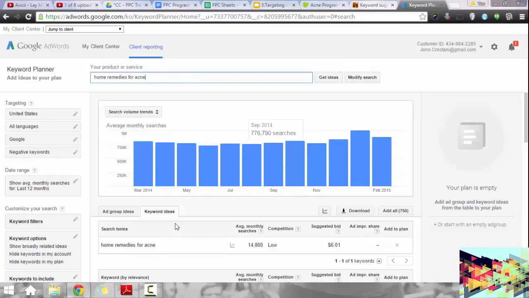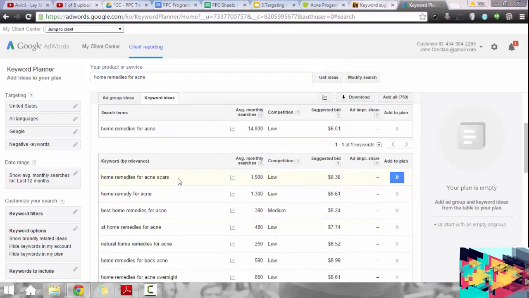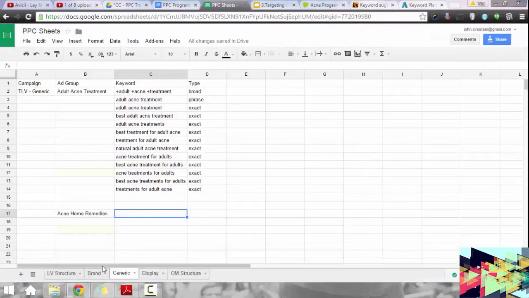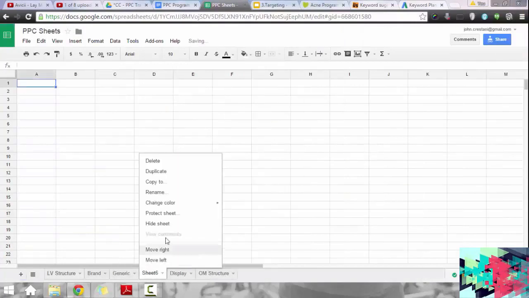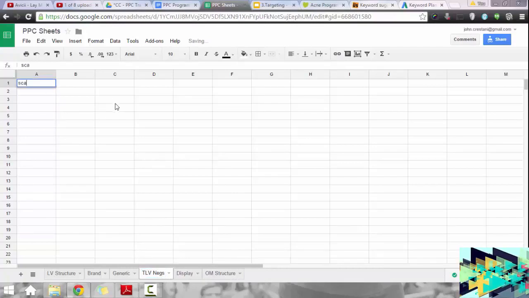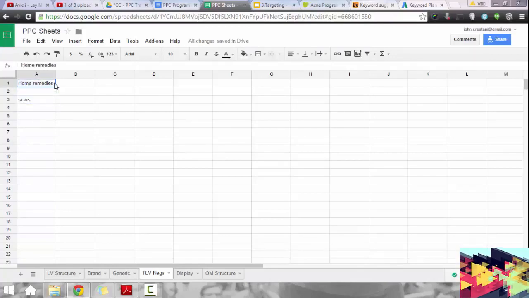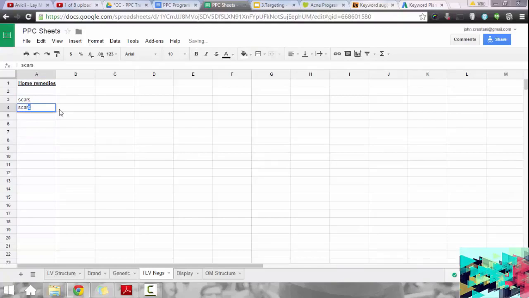Okay, so home remedies for acne. The reason I'm saying that is because it's above that 10,000 mark. So I'm going to start saying, okay, we're not going after scars. So we're going to start building in some negatives right here. Scars. Scar.